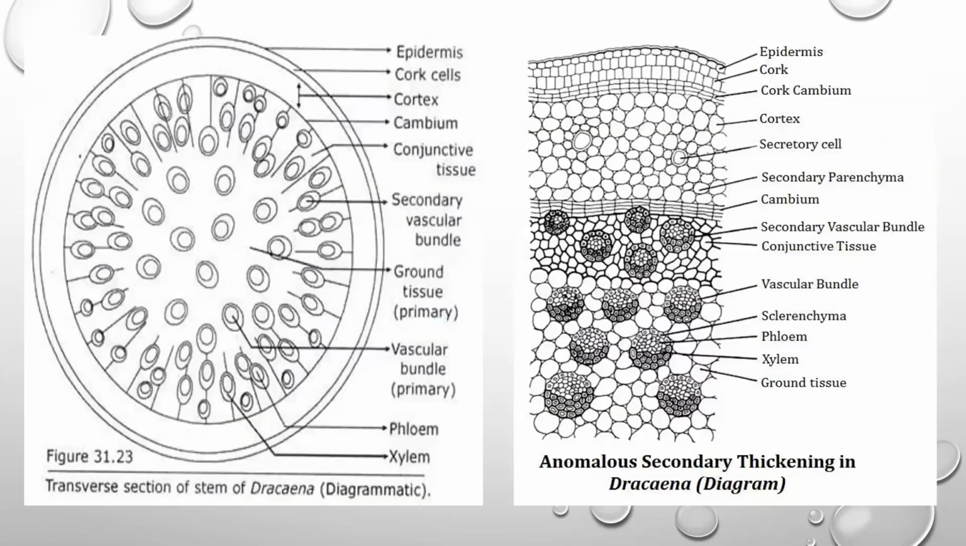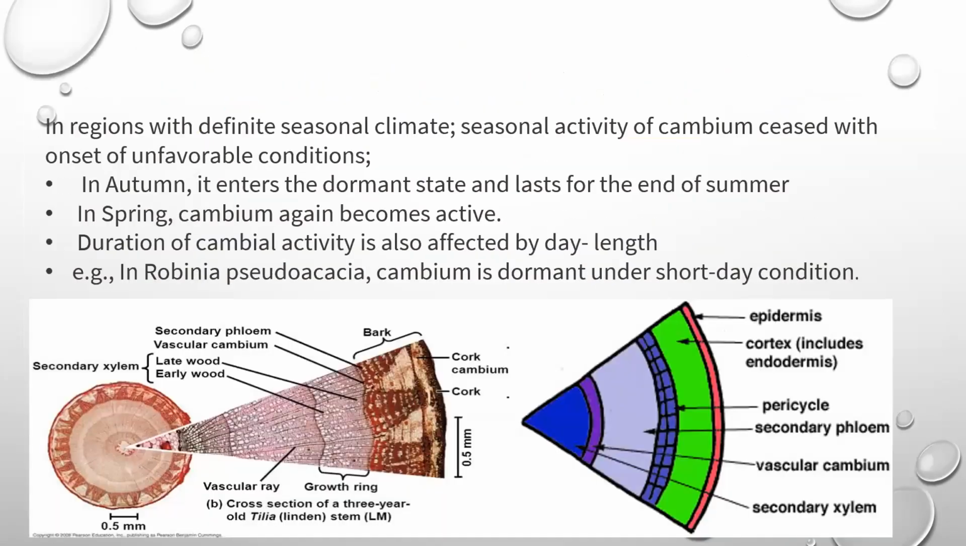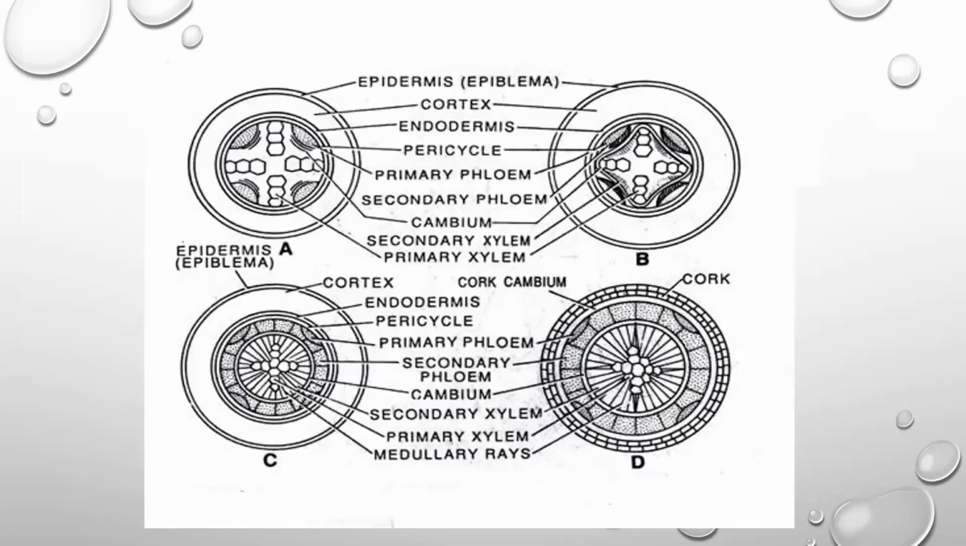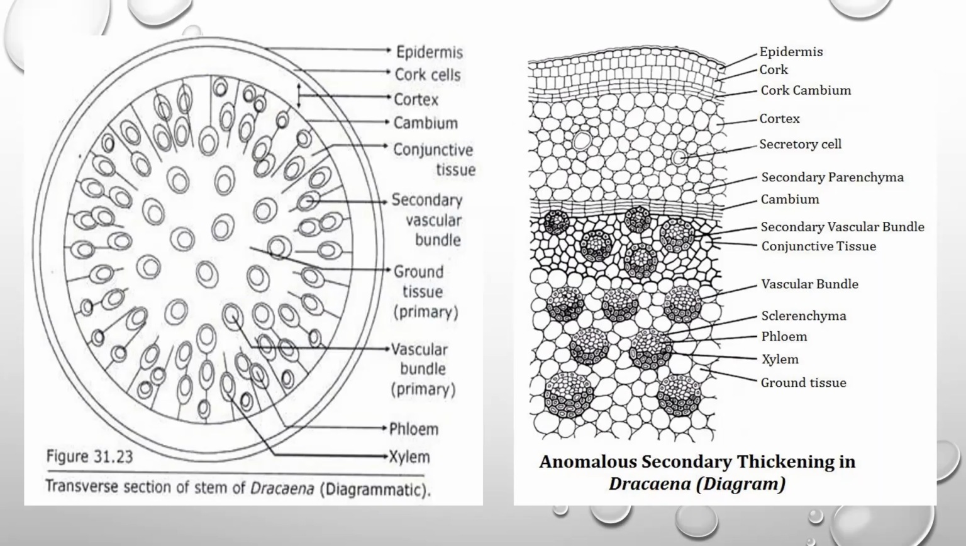So this one. So these are the vascular bundles. So it produces... okay. So here this one is the cambium, which produces secondary vascular bundles. Here, conjunctive tissue on the inner side and secondary vascular bundles on the outer side. So these are the conjunctive tissue, and this one is the vascular bundles.